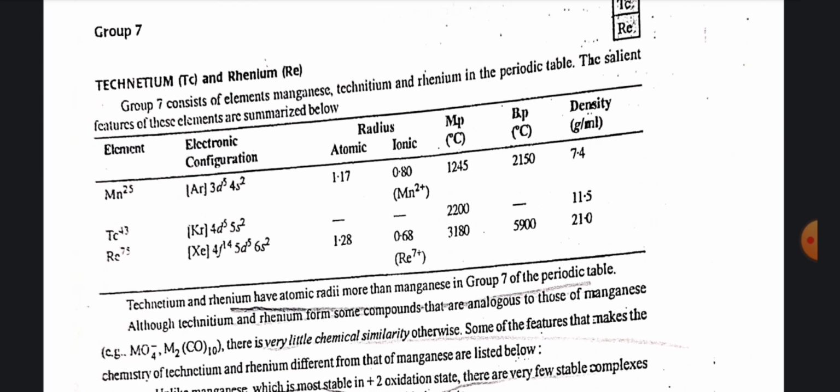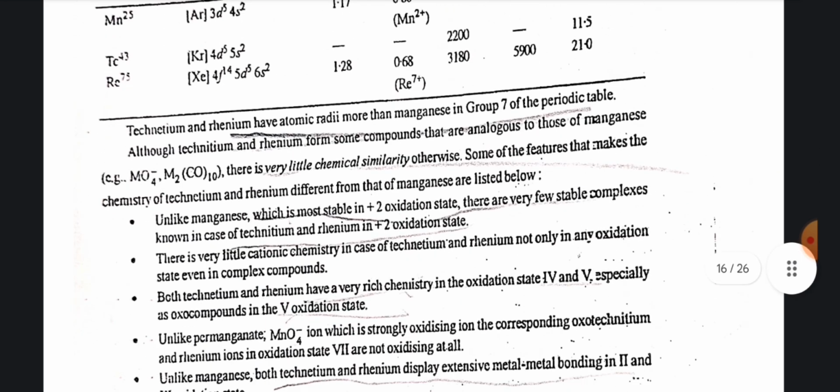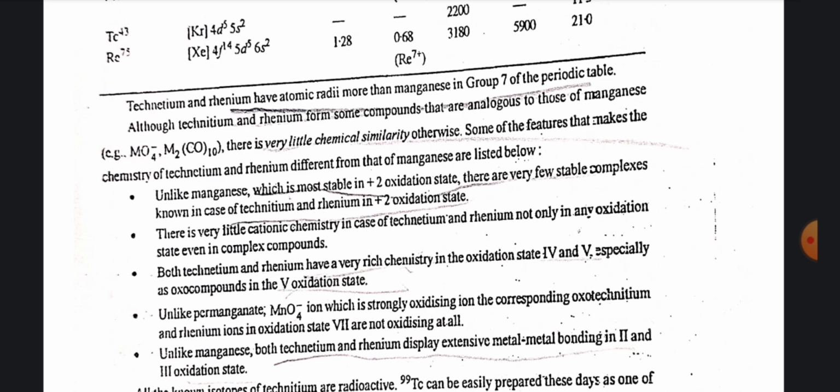Technetium and rhenium. Group 7 consists of the elements manganese, technetium, and rhenium in the periodic table. The salient features of these elements are summarized below. Their configurations are: for manganese it is 3d5 4s2, for technetium it is 4d5 5s2, for rhenium it is 4f14 5d5 6s2. Technetium and rhenium have atomic radii more than manganese. Although technetium and rhenium form some compounds that are analogous to those of manganese, there is very little chemical similarity. Some of the features that make the chemistry of technetium and rhenium different from manganese are listed below.